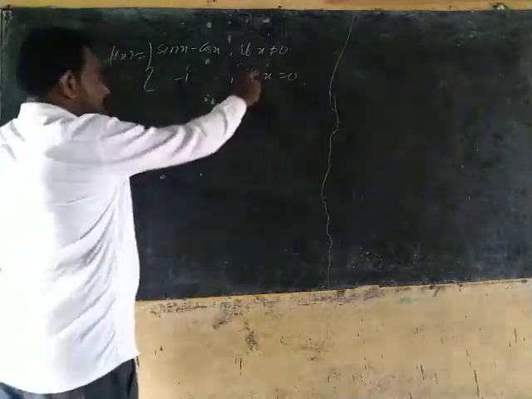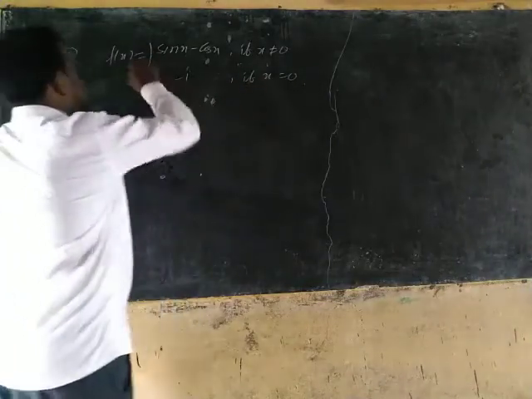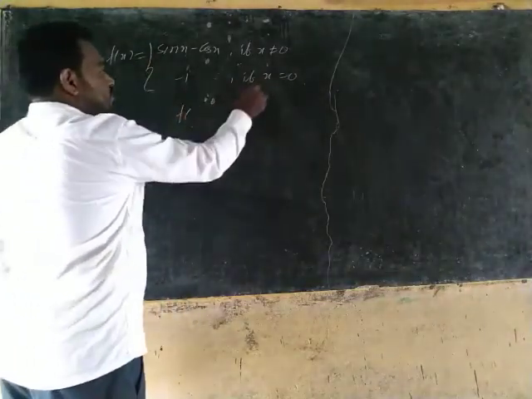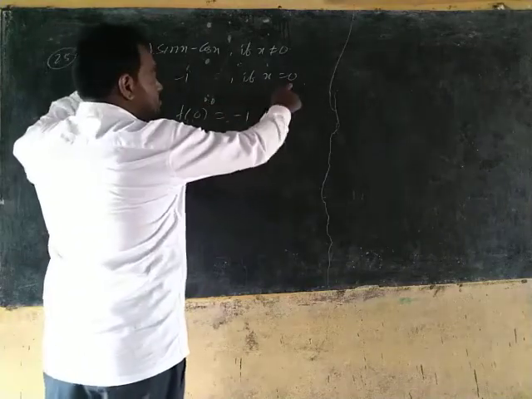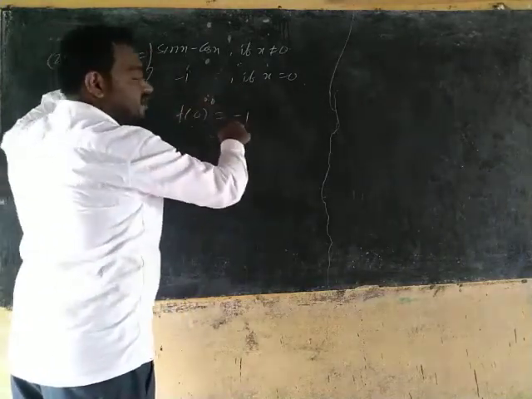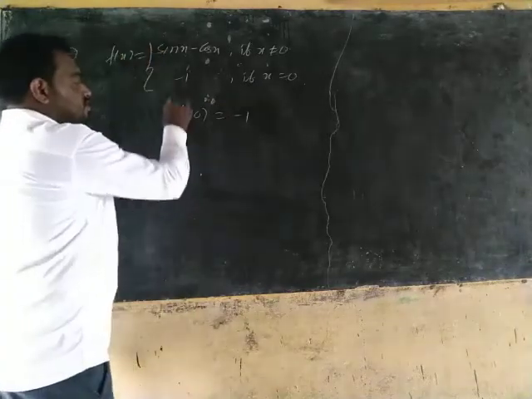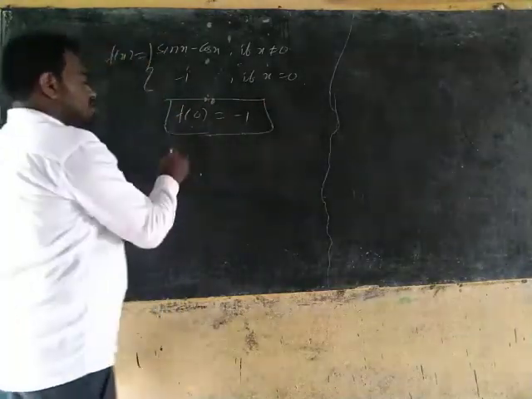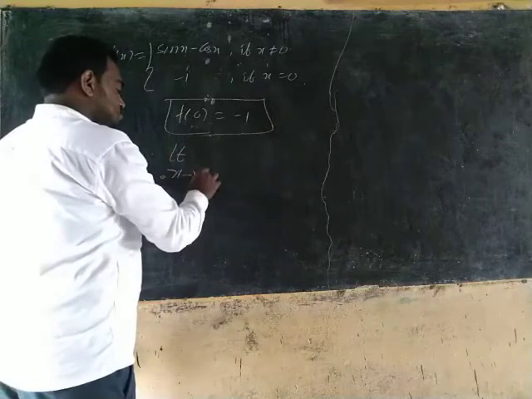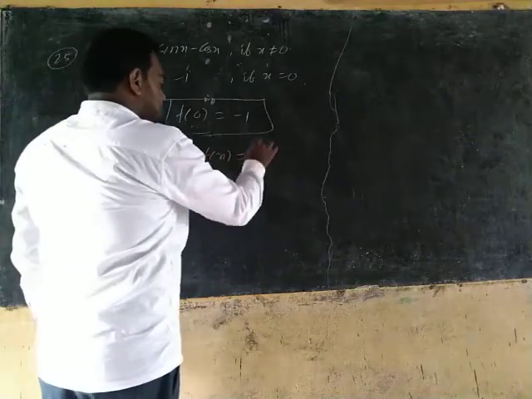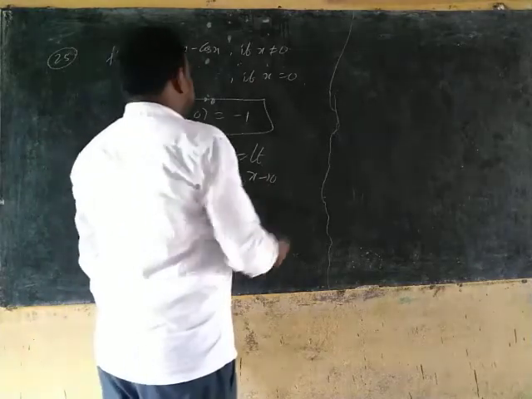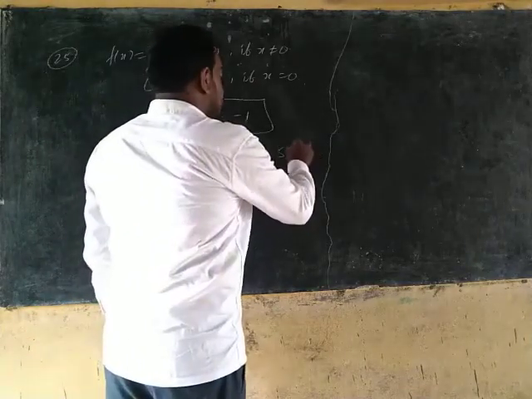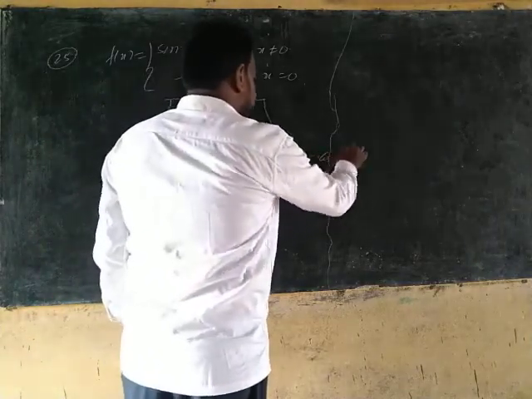First, at x equal to 0, the function f of x is equal to what? Minus 1. So f of 0 is equal to minus 1. Now you find the limit x tends to 0 of f of x. What is the f of x function? Sin x minus cos x when x is not equal to 0.